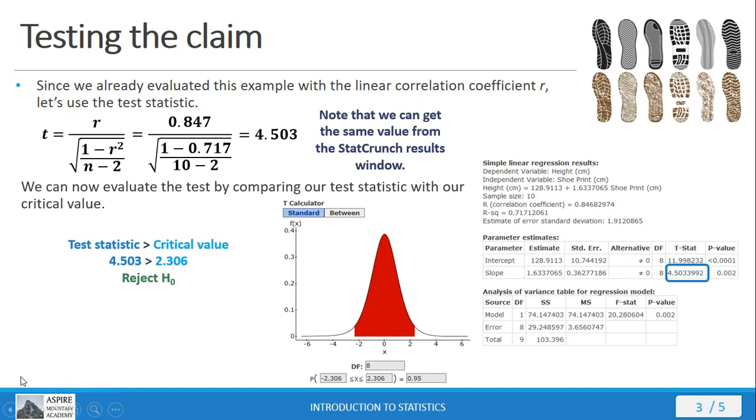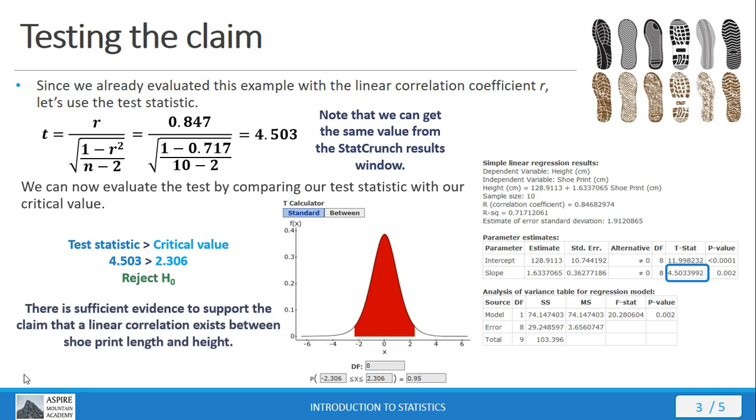Now you can compare our test statistic. 4.503 is going to be somewhere around here. So you're in the right tail of your distribution, inside the region of rejection. Therefore, you reject the null hypothesis. The null hypothesis said that there wasn't any correlation. Rejecting that means there is correlation. So you have sufficient evidence to support the claim of linear correlation.